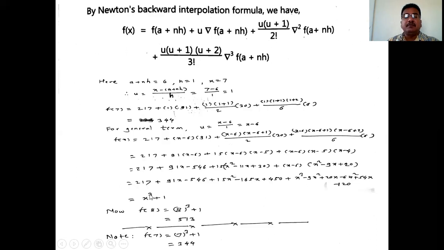So the general formula is here. Finding the general formula means we have to find the polynomial which fits the data.